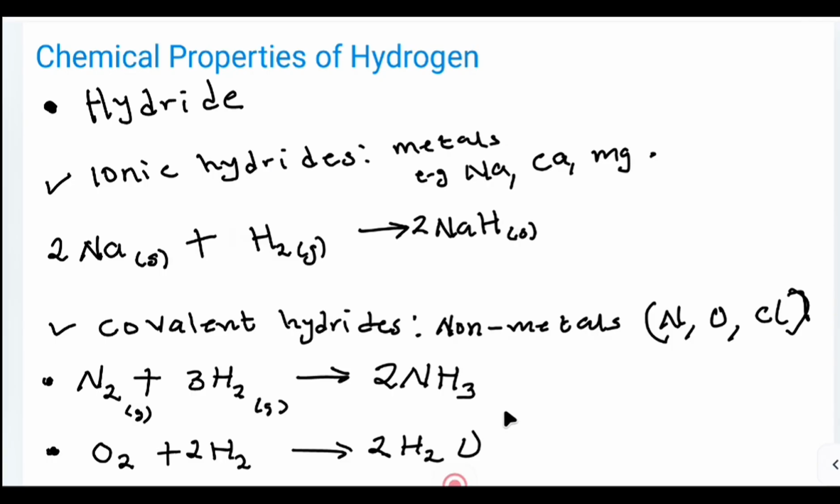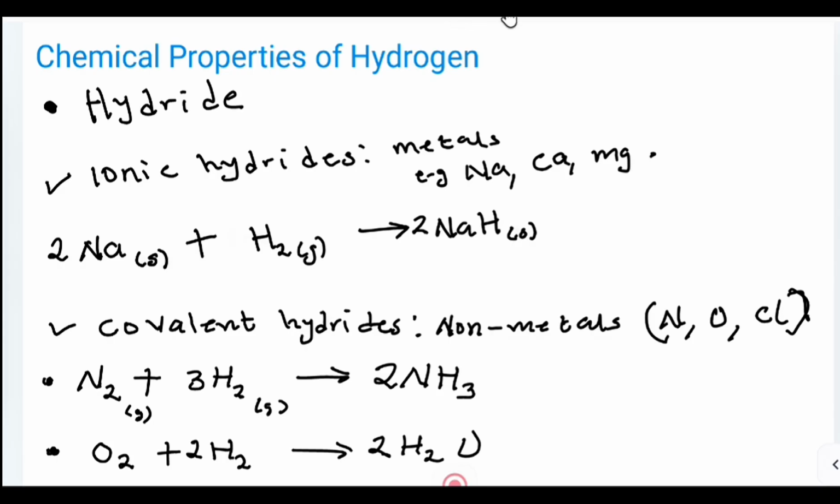So you can pause the video and put down these reactions in your notes. We have seen ionic hydride where hydrogen is reacting with metals, especially the alkali metals. We have seen the covalent hydride where hydrogen is reacting with non-metals. And interestingly, we have seen that ammonia and water are actually hydrides.